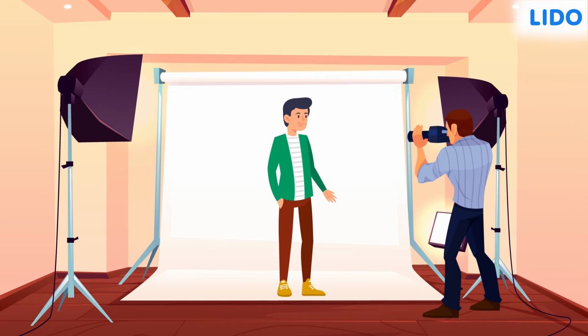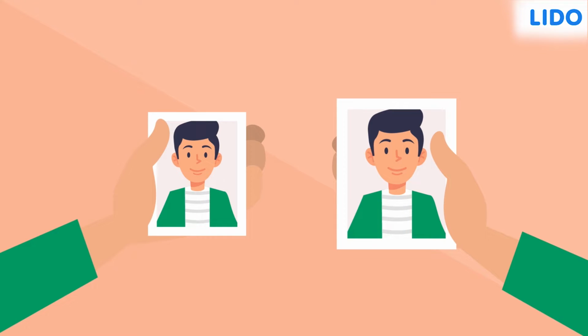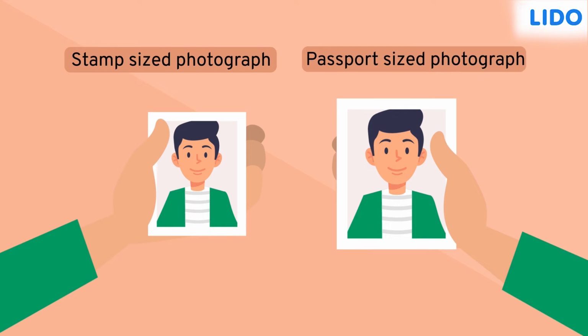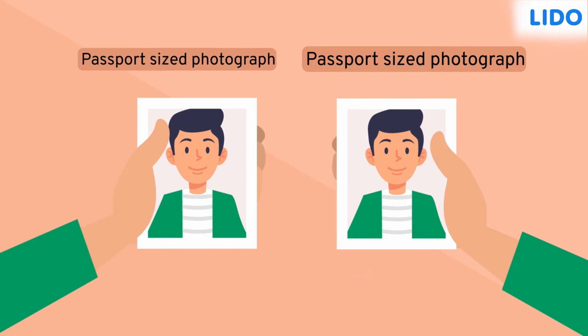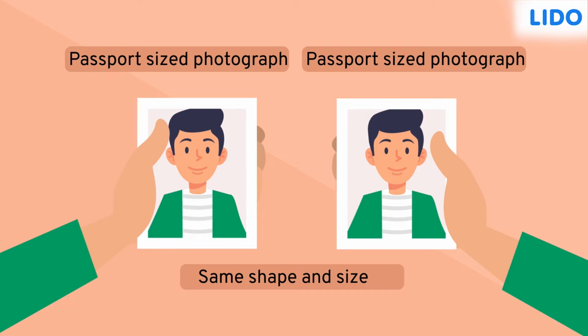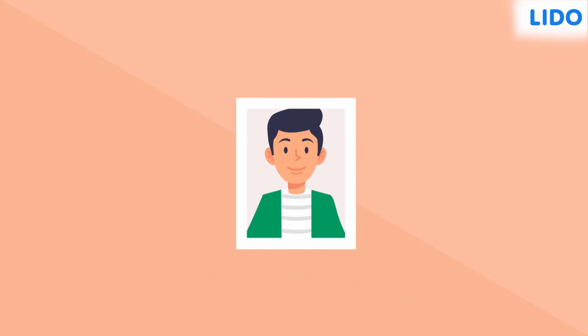Rahul went to a studio to get some passport and stamp-sized photographs. When he looked at them, he realized that the stamp-sized photograph was of the same shape as the passport-sized photograph but smaller. And when he looked at two passport-sized photographs, he noticed how they were of the same shape and size. He could superimpose one over the other like this.